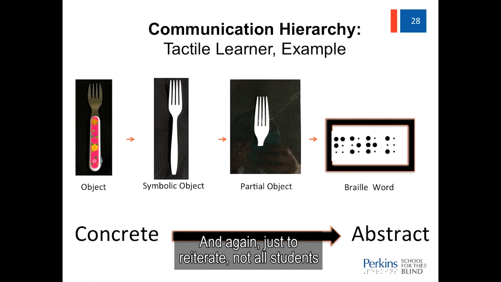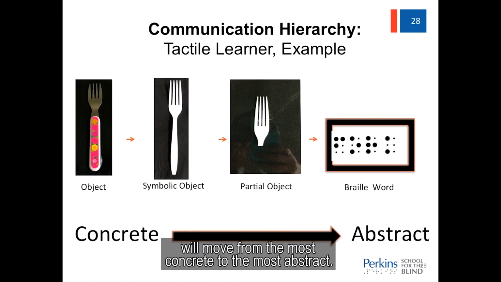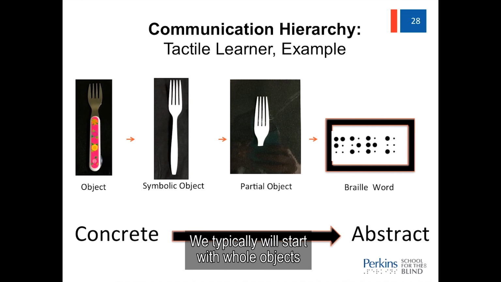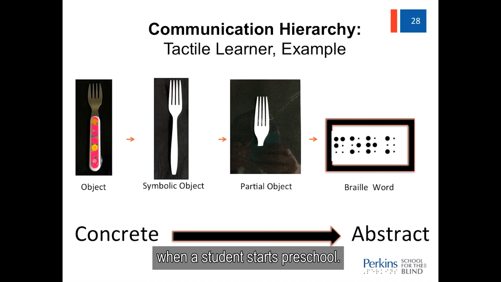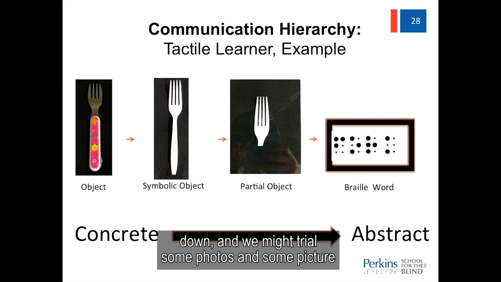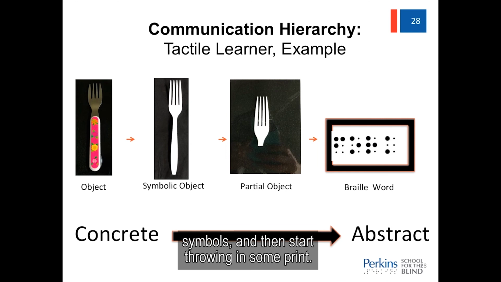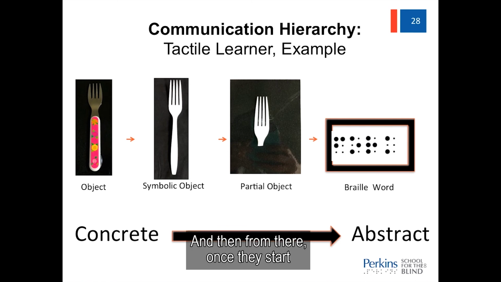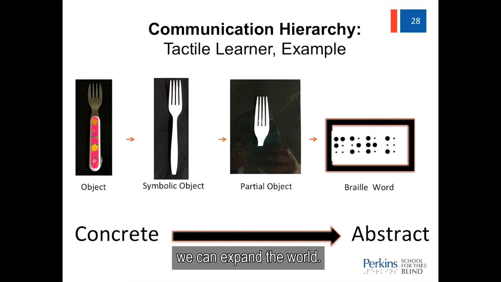And again, just to reiterate, not all students will move from the most concrete to the most abstract, and some students might skip some steps along the way. We typically will start with whole objects when a student starts preschool, and we might realize within one day that they have that understanding very clearly down, and we might trial some photos and some picture symbols, and then start throwing in some print. Other students, we might work with objects, and we realize they're an object user, and we start their object world very small, maybe just a few things to represent activities, and one consistent story box. And then from there, once they start building understanding of certain objects, we can expand the world.